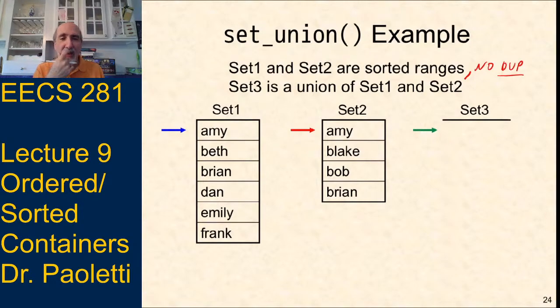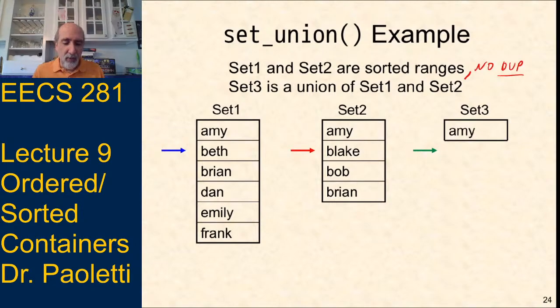All right, so we've got Amy and Amy. We do a union. We copy one of the Amys to the output, and we move forward in all of the containers. You'll notice the iterator over on the right, the green one in set 3, is pointing to just past the Amy that we wrote. This is going to be important later on.